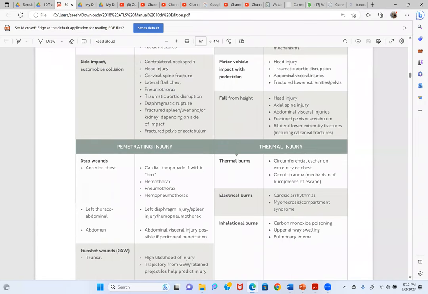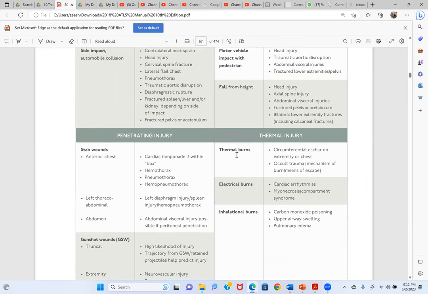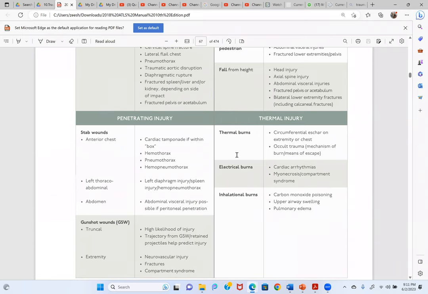Stab wound. Okay, so penetrating injury: if it is anterior chest, think of cardiac tamponade, pneumothorax, hemopneumothorax, mainly with cutting stabs. Left thoracoabdominal: if it is from the left side, splenic injury will be more likely. If it is from the right side, it will be liver. So you should be thinking in this way.